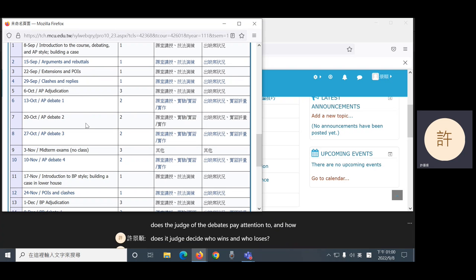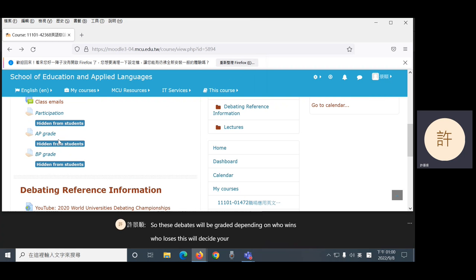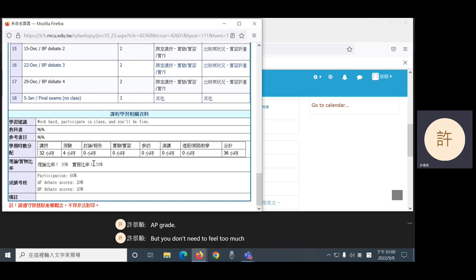The next 4 weeks, 6, 7, 8, and 10, will be graded debates. So these debates will be graded. Depending on who wins, who loses, this will decide your AP grade. But you don't need to feel too much pressure, because as it says here, your debate scores are only worth 20%.